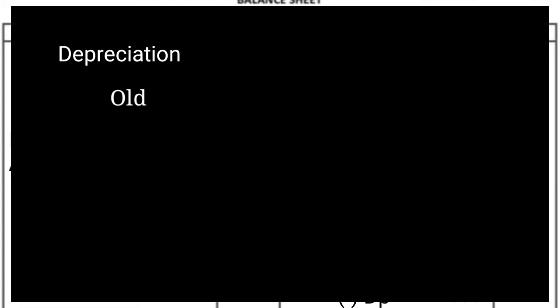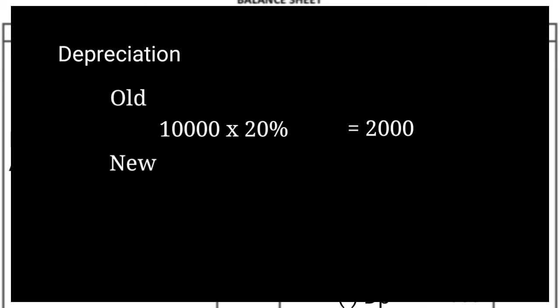So the depreciation is 10,000 into 20%. That's equal to 2,000. Then calculate depreciation on new equipment. The value of the equipment is rupees 5,000 and the rate is the same, 20%. The date of purchase is given in the question, that is 30th September 2010.